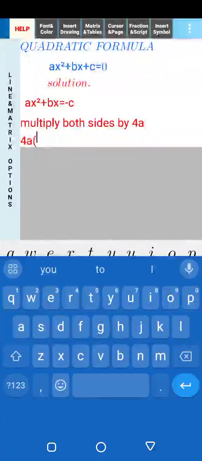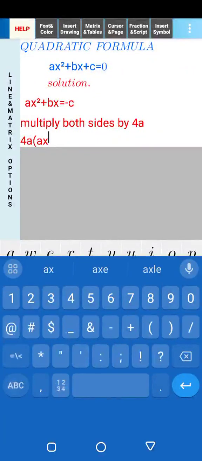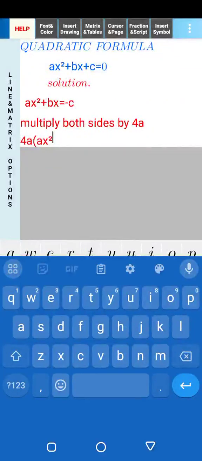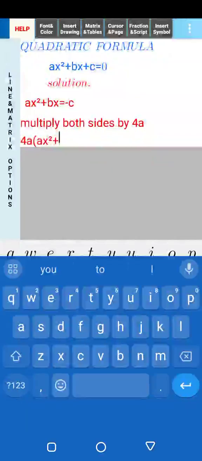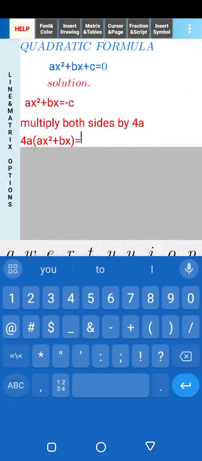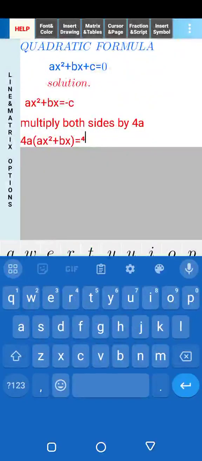4a, you open your bracket, multiply it by ax squared plus bx, then close your bracket, will be equal to 4a open bracket, multiply that side with 4a again, it will give you 4a times minus c, something like this.